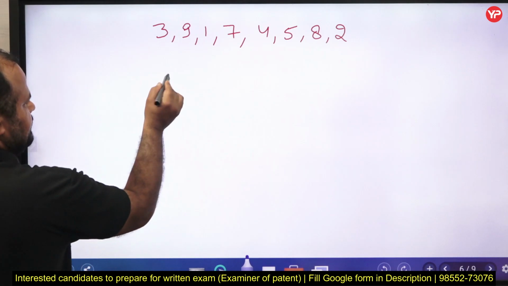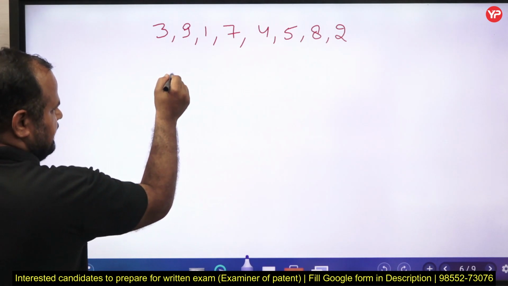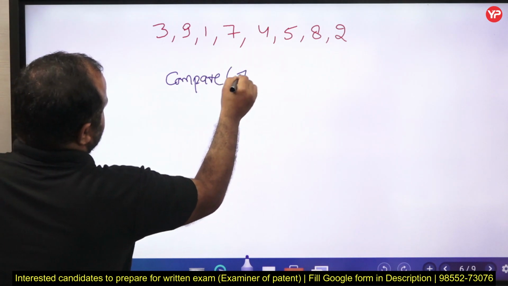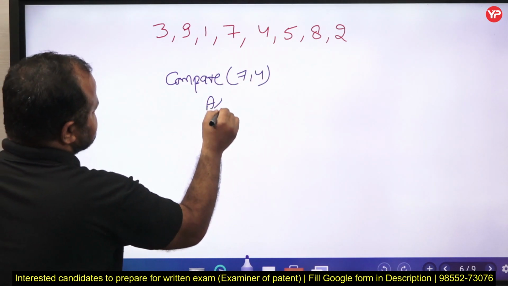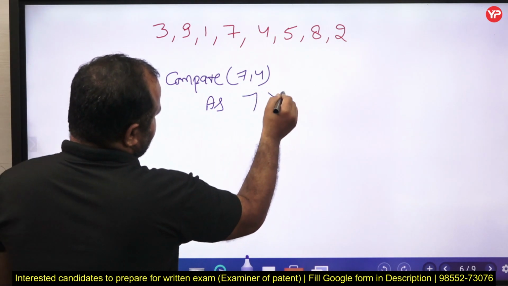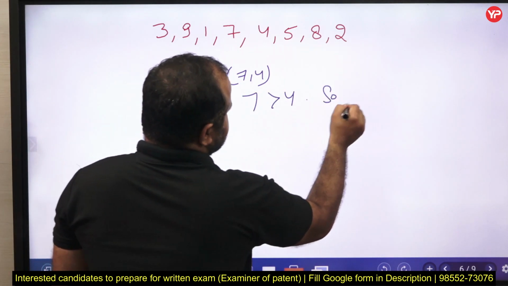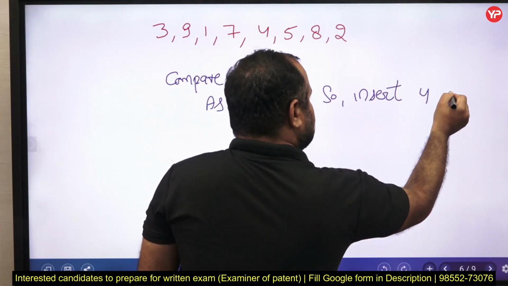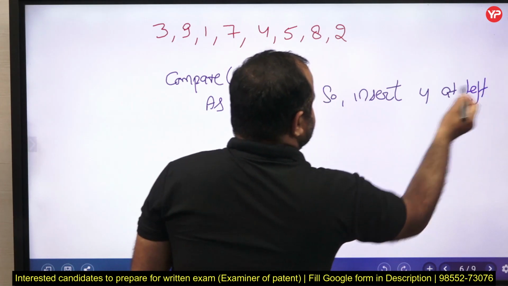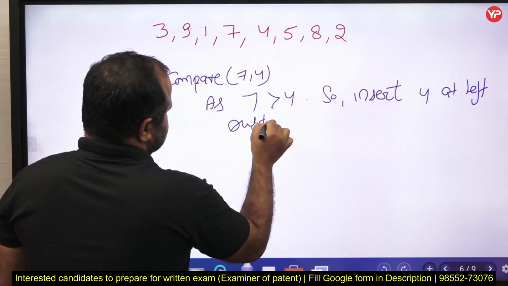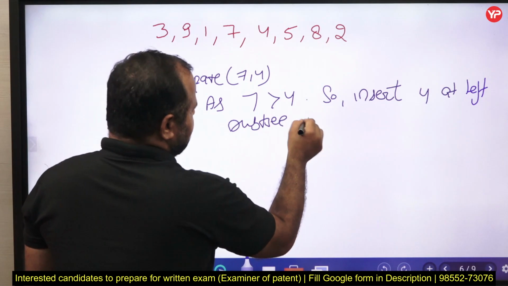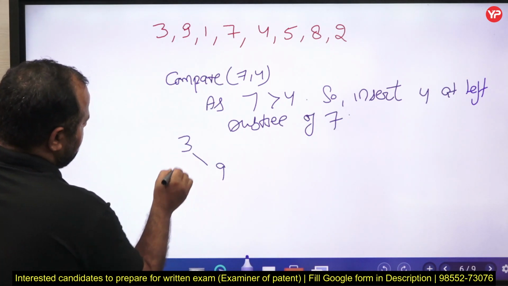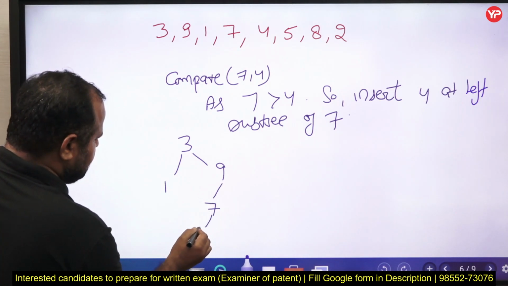So now you are at element 7. You have to compare 7 and 4. As 7 is greater than 4, insert 4 in the left subtree of 7, or I can say the left side of 7. So the final result is 3, 1, 9, 7 and 4.